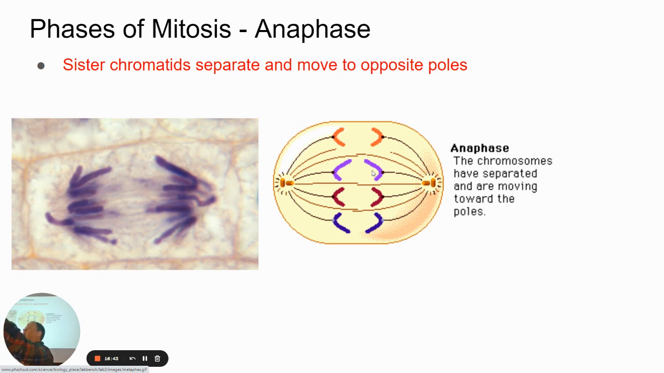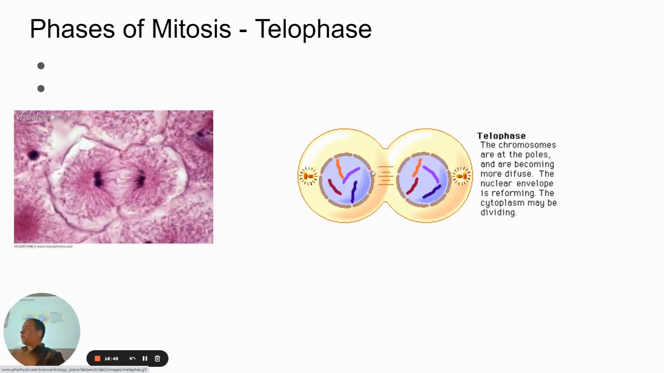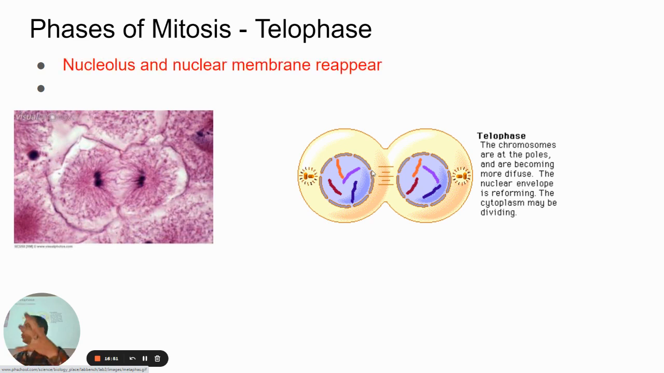Once they've been pulled all the way to opposite ends of the cell, we move into telophase. This is when it's forming 2 new nuclei. So the nuclear membrane appears, one surrounding each set of chromatids that got pulled apart. You can see a new nucleus starting to form here. Here I can see it again. These chromosomes got pulled apart, and now they're on opposite sides.